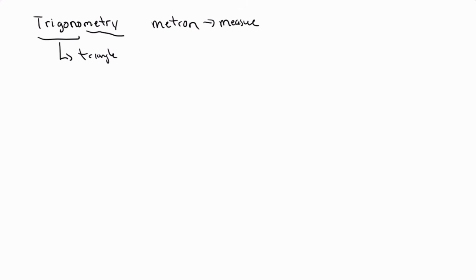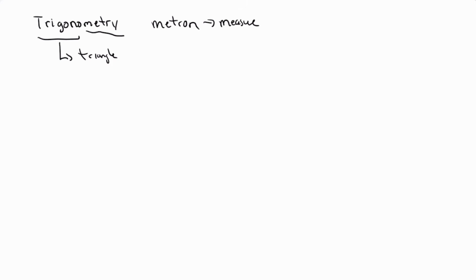So if we take the word trigonometry and break it down, trigon in Greek actually means triangle. And I know we have metry here, but the word metron actually means measure in Greek. And so trigonometry is a branch of mathematics that studies the relationship between the angles and sides of triangles.